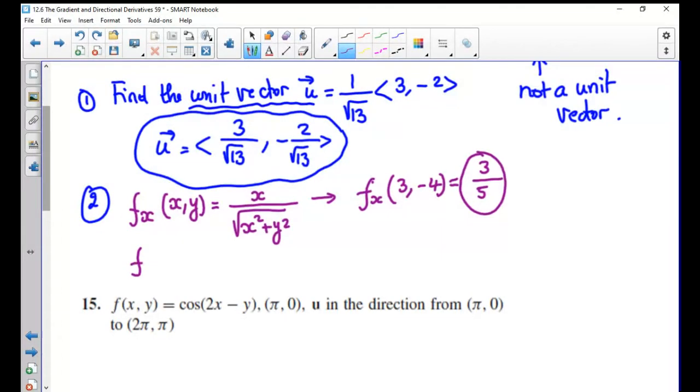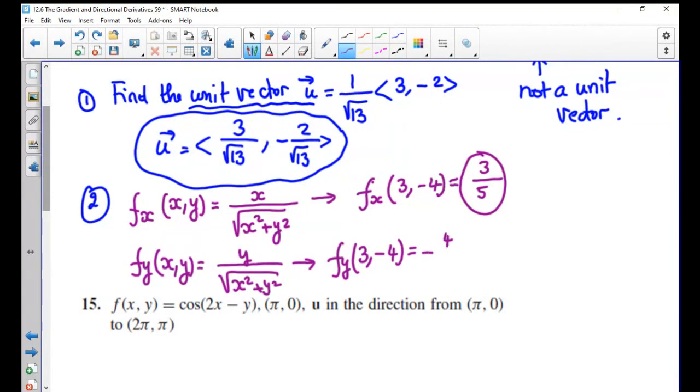In the same way, we can find fy. You differentiate the function, you will find y over square root of x squared plus y squared. So that means fy at the point (3, -4) will be -4 over 5. And now we have all the numbers that we need to find the directional derivative.